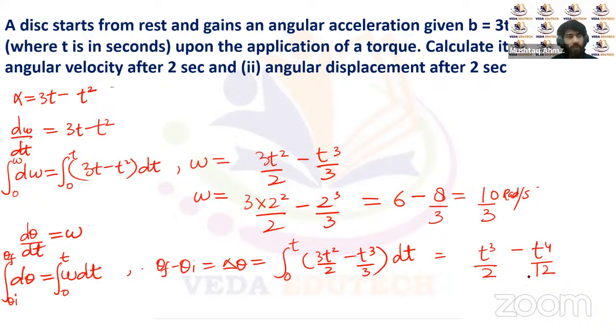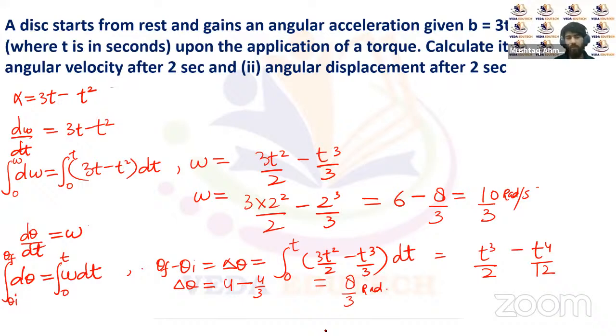Now, after time t equal to 2 seconds, the angular displacement delta theta will be equal to, we put the value of t equal to 2. It will be 2 cube upon 2, that will be 8 upon 2, that's 4. And minus 2 to the fourth, that's 16 upon 12, that will be minus 4 upon 3. So it will be 3 multiplied by 4, that's 12, 12 minus 4 will be 8. So 8 upon 3 radians will be the angular displacement here. So 8 upon 3 will be the final answer, the angular displacement for the time t equal to 2 seconds.